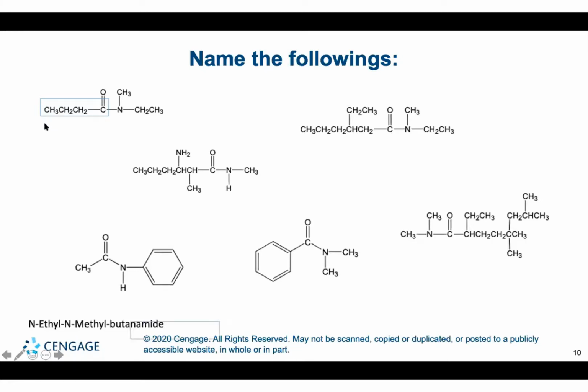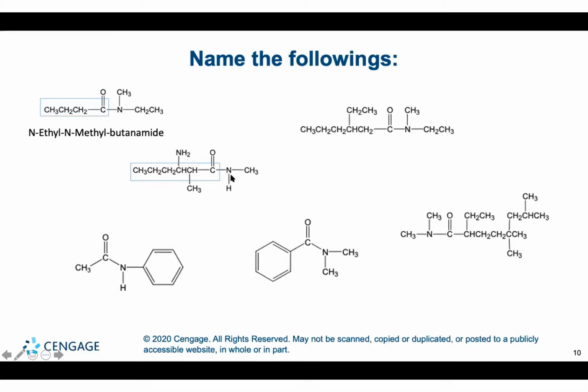So it's going to be N-ethyl, N-methyl. We go alphabetically when we want to name them. N-ethyl, N-methyl. Because there are 4 carbons inside the longest chain, it's going to be butanamide. Butanamide.